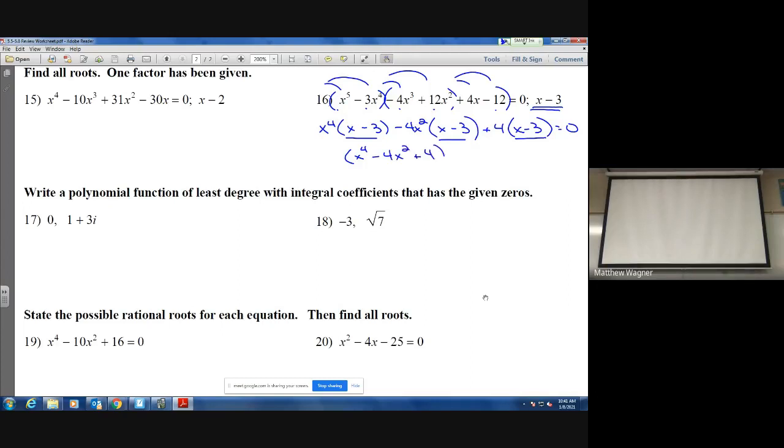Since all of these groups are the same, I can then factor out the x to the 4th minus 4x squared plus 4, and then we have that remaining x minus 3, which was given to us in the initial problem. So if I were to do synthetic division, that would have gotten me to this point. And at this point, you again can factor and solve. It looks like factors of 4 that add up to negative 4. I'm going to need a negative 2 and negative 2 to solve.